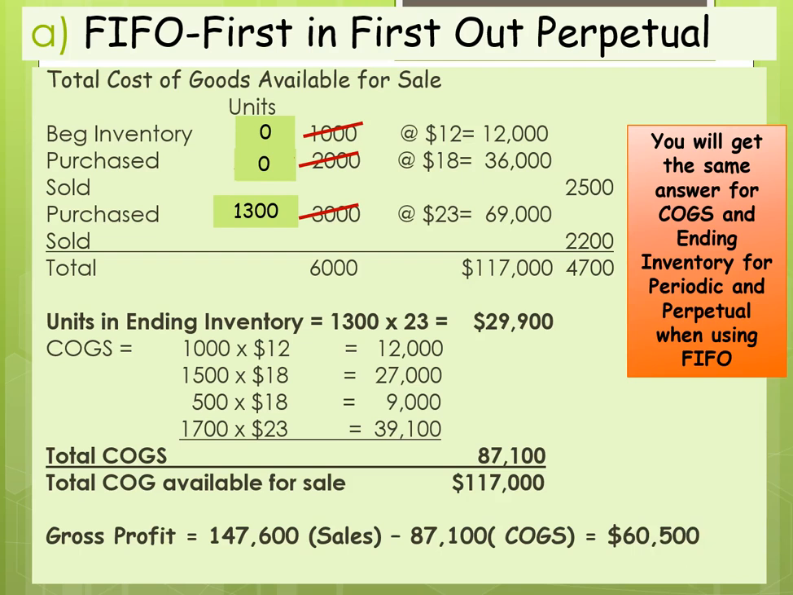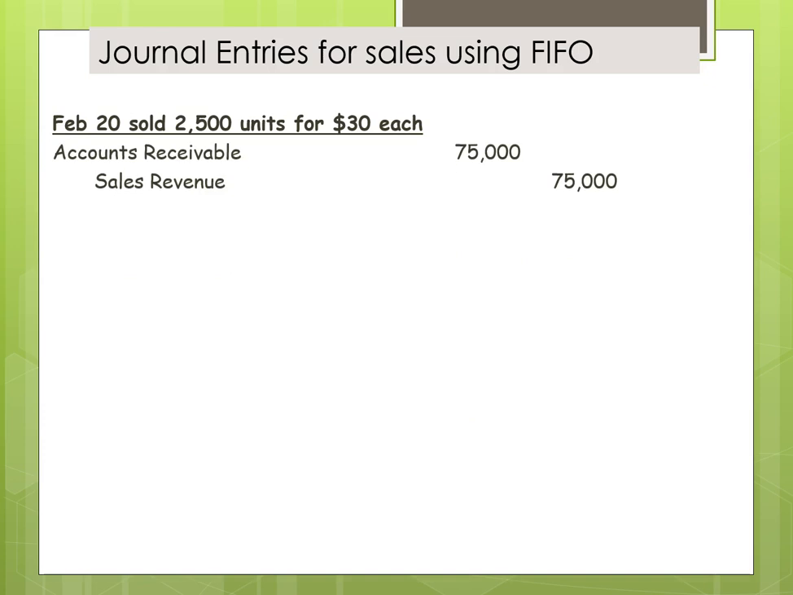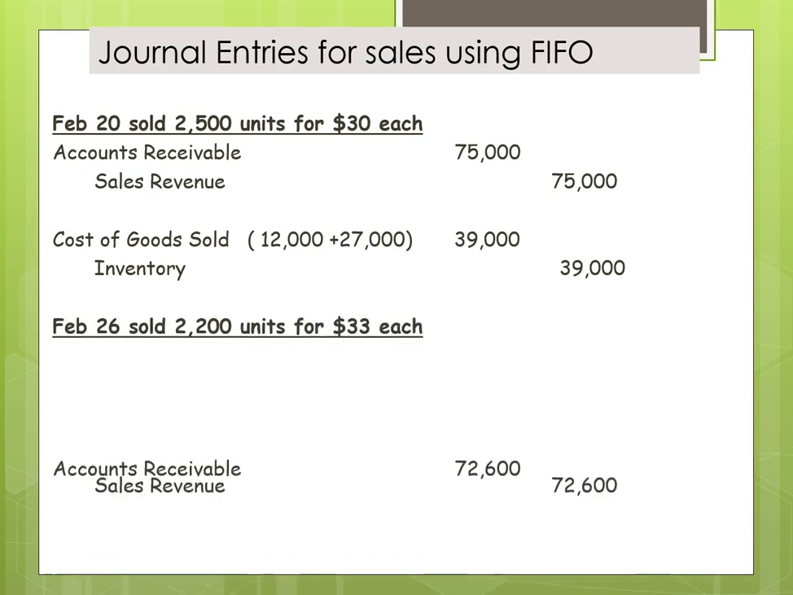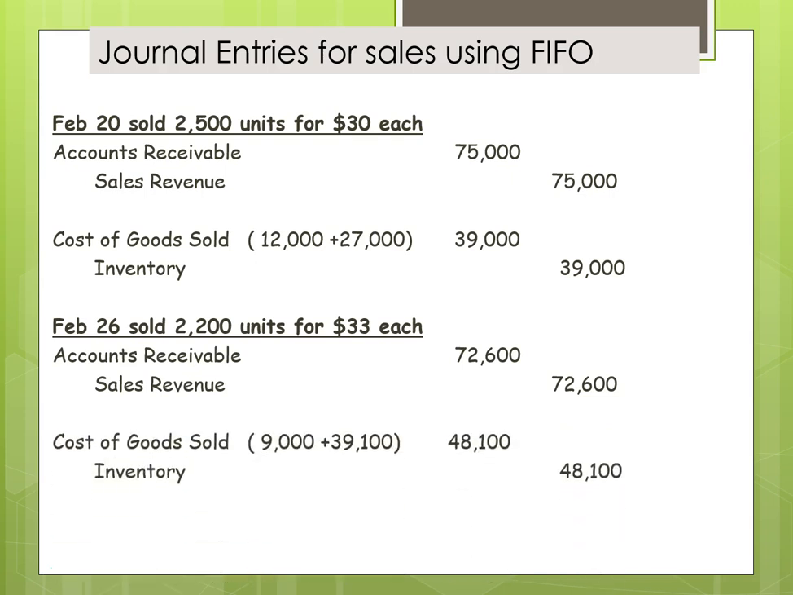So now let's take a look at what those journal entries would look like every single time we make a sale. Well, for our first sale of 2,500, we would book the sale and we book our cost of goods sold. The second sale, we would book our sales and again book our cost of goods sold. Since we're doing perpetual, anytime we move inventory, it's going to come out of the inventory account.